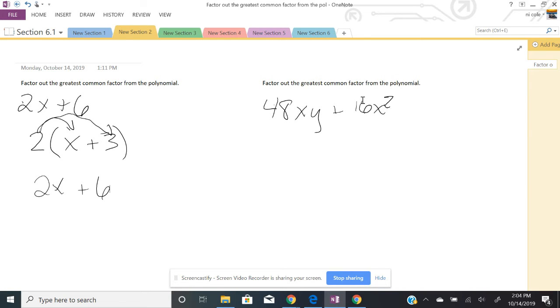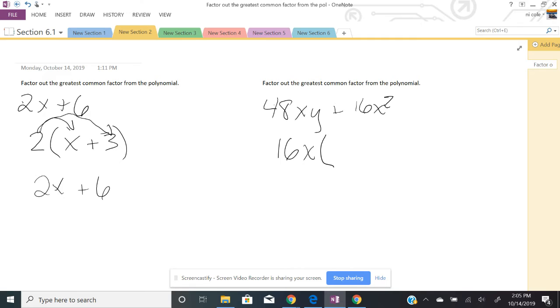What about 16? Does 16 go into 48? And the answer is actually yes. 16 goes into 48 3 times. So your number would be 16. Then let's look, and I do this in alphabetical order. So now I'm going to look at my x's, and the lowest one is x. So I'm going to pull that out. And then I'm going to look at y's. Do they both have y's in common?